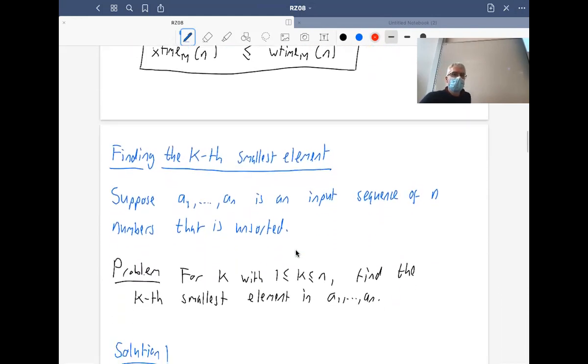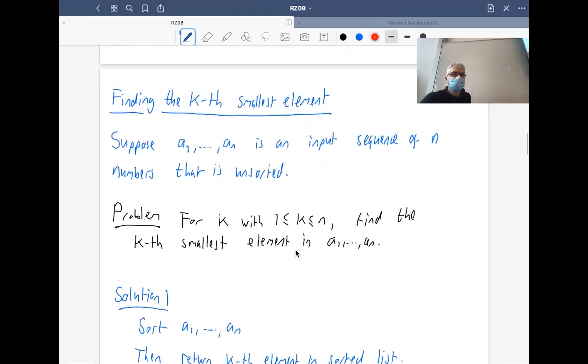So the first one is this problem: suppose we're given a sequence of n numbers, so an array, if you like, of n different numbers.